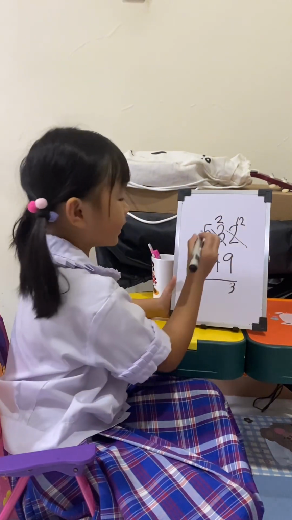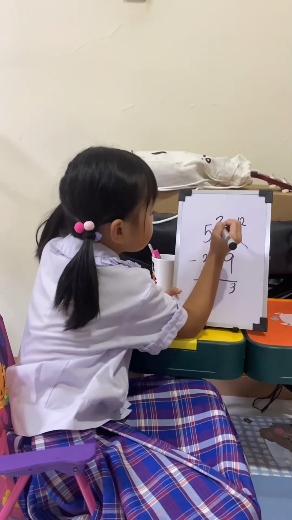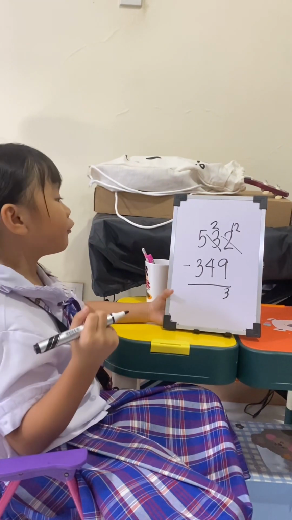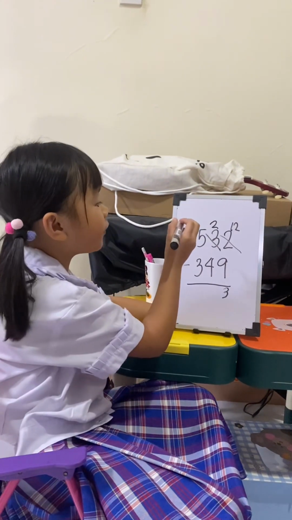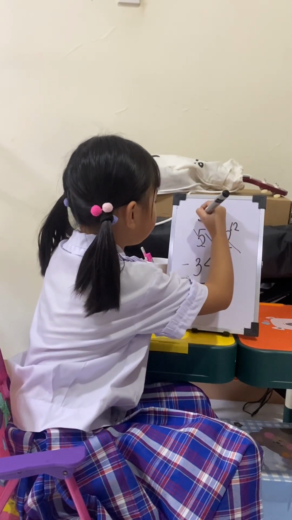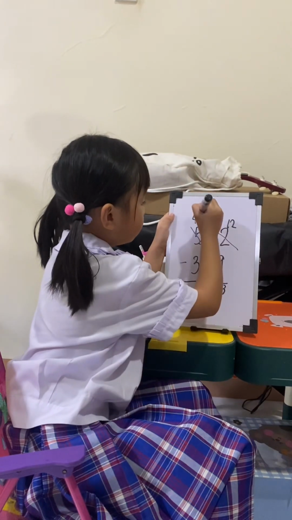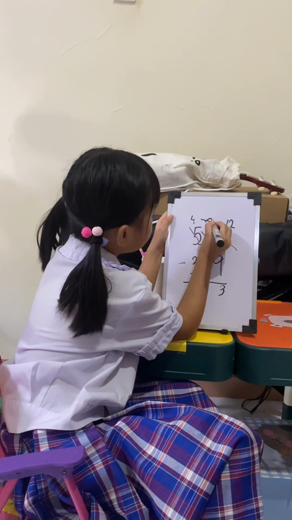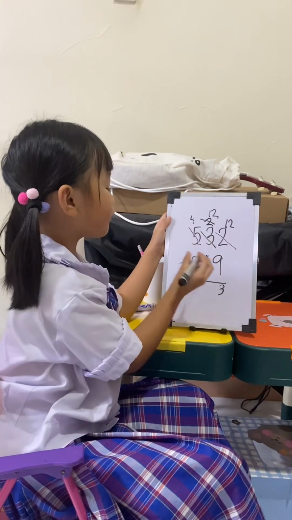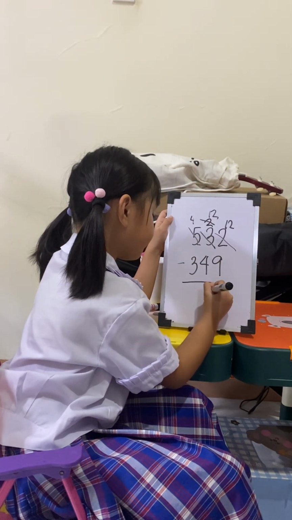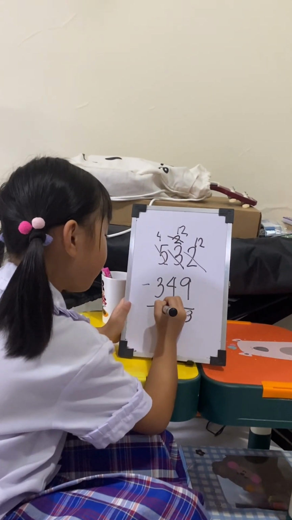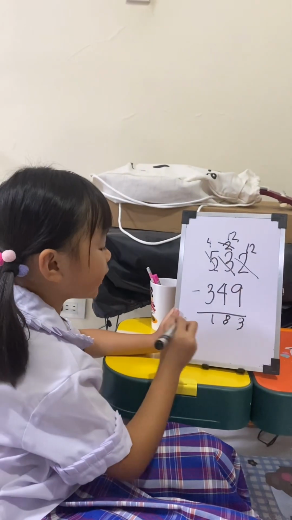And let's proceed to the tens position. So we have 2 minus 4. Since 2 is smaller than 4, we need to borrow 1 from 5, from the hundreds position. So 5 will become 4 and 2 will become 12. So 12 minus 4 is 8. And 4 minus 3 is 1. So the answer is 183.